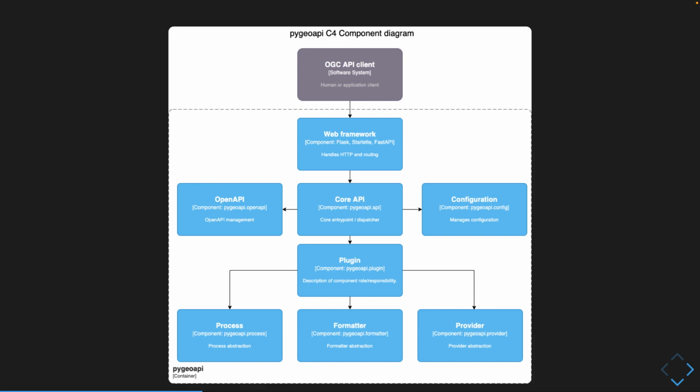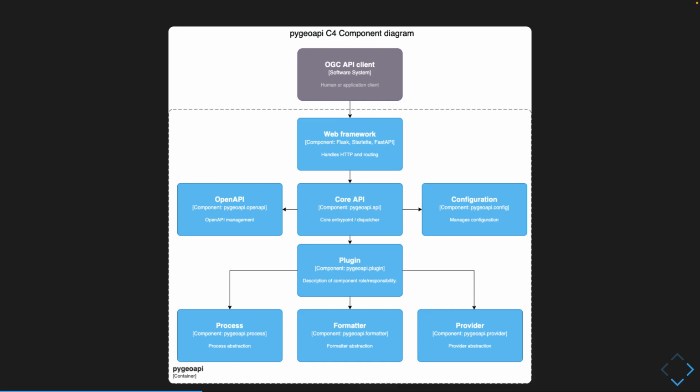core API, which reads this YAML configuration, which you see on the right-hand side, as well as provides an OpenAPI representation, which you see on the left-hand side, which is the JSON or YAML description of the API interface itself. I mentioned the powerful and robust plugin framework that's implemented in pygeoapi.